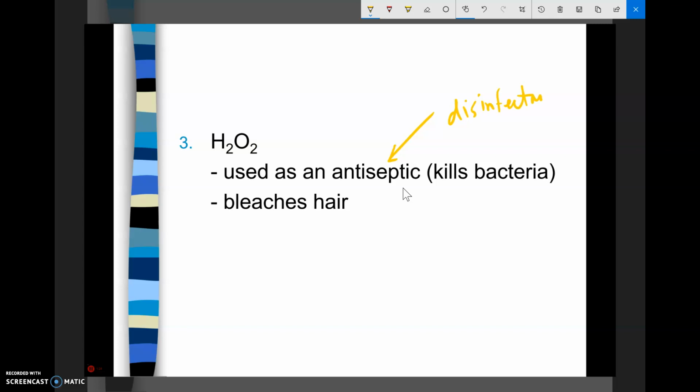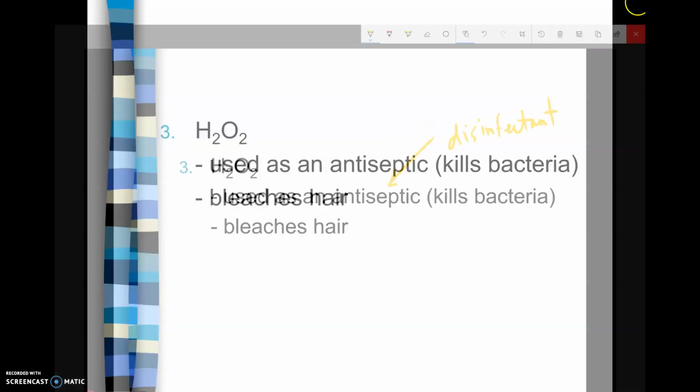So if you see either in your book or on the test, you'll know that antiseptic and disinfectant just means that you're killing bacteria. Hydrogen peroxide is also used to bleach hair. Sometimes it's in teeth whiteners. Taxidermists use it to whiten the antlers and the teeth and the bones of different animals.